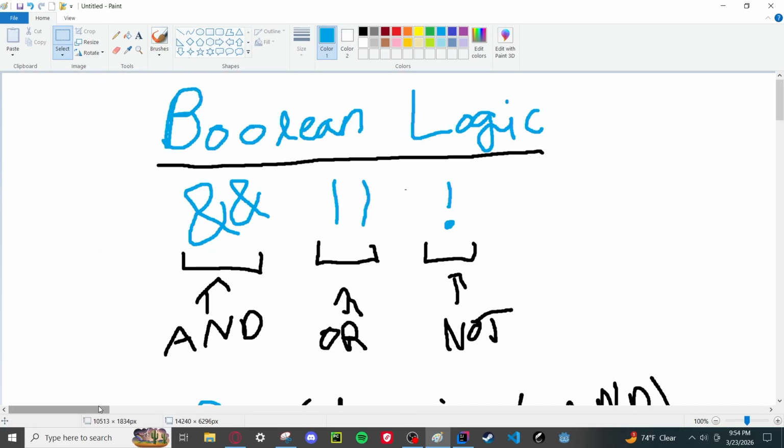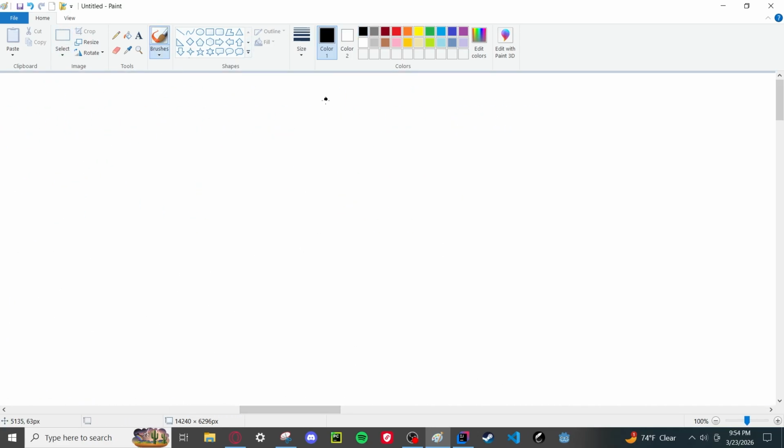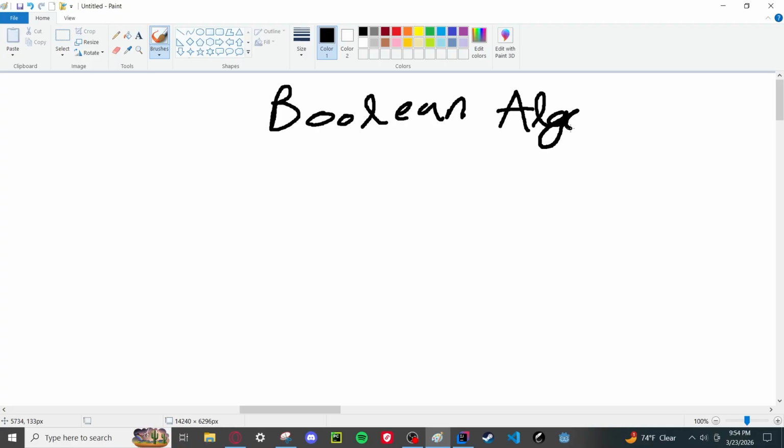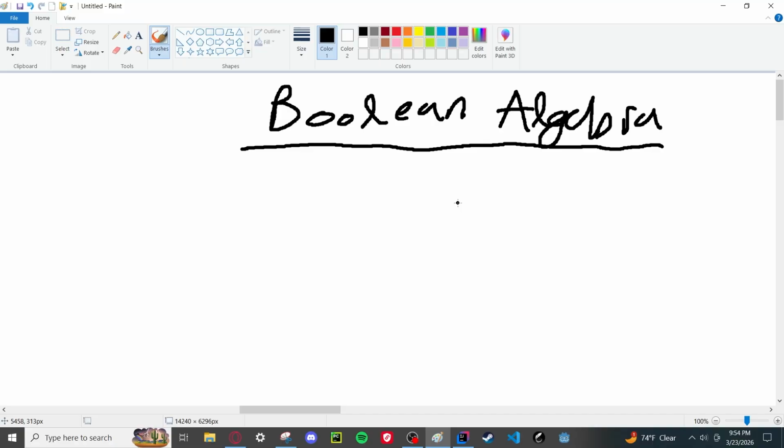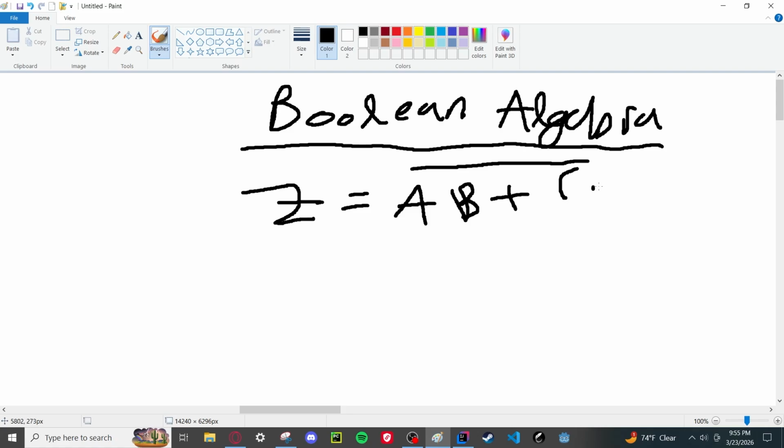So now we're going to talk about some Boolean algebra. So we saw that expression. You know what a logical statement is: Z, or whatever, is equal to A and C. I'm going to use the multiplication symbol for AND. So A and B plus C, maybe NOT something, whatever, right? You can have a bunch of expressions in here to make your logical statement.